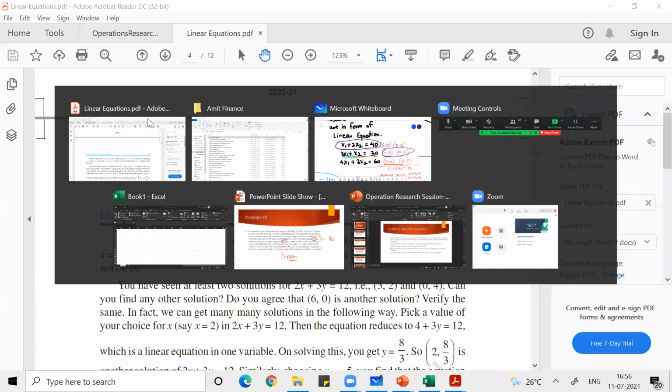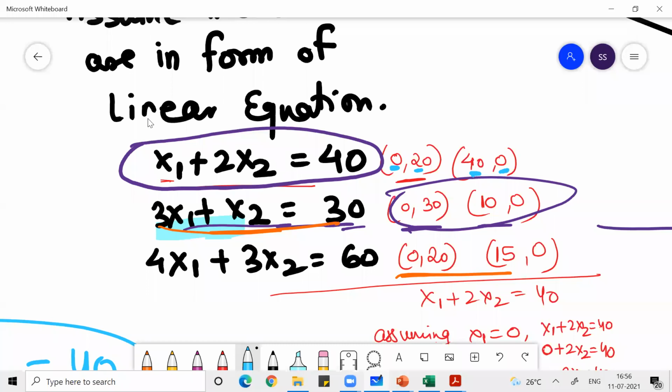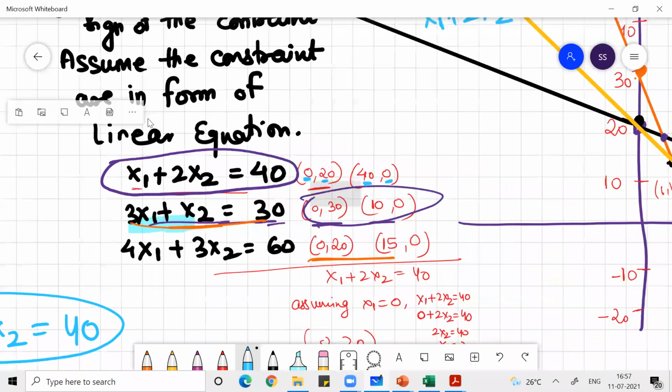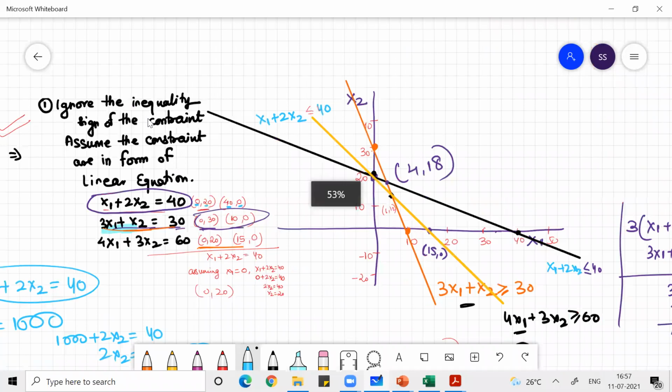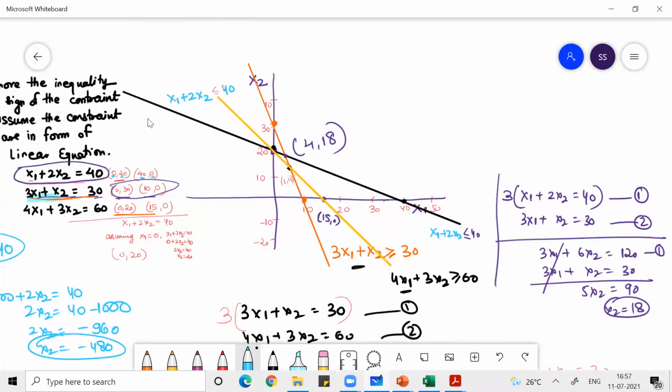So you put any value of x1, you'll get the simultaneous value of x2. You put any value of x2, you'll get the simultaneous value of x1. Why put 0? To make the thing simple. So here I randomly put x1 as 0. What is the value of x2? I put x2 as 0. What is the value of x1? The same thing I did for all three equations. Then once you're done, what did you do, sir? Then I plotted the line for them. Always remember, a linear equation always follows a straight line.